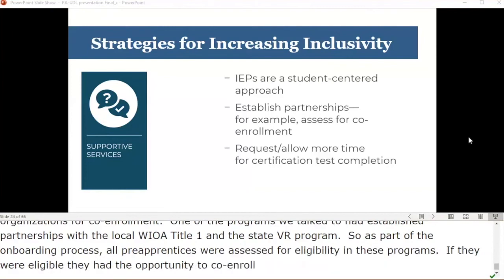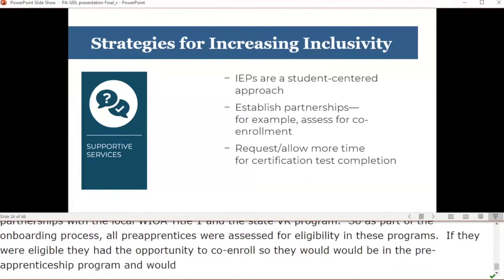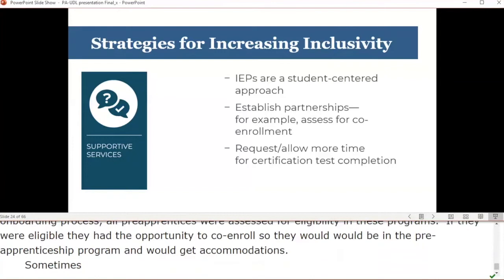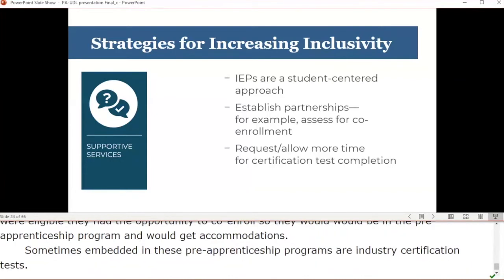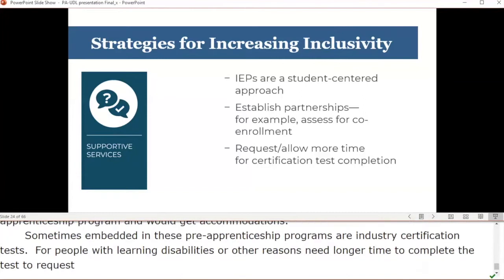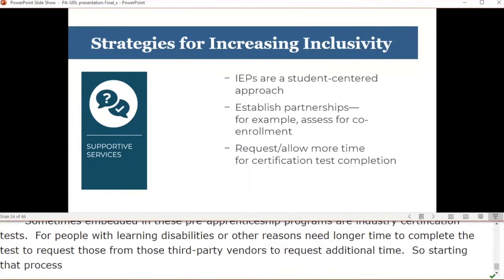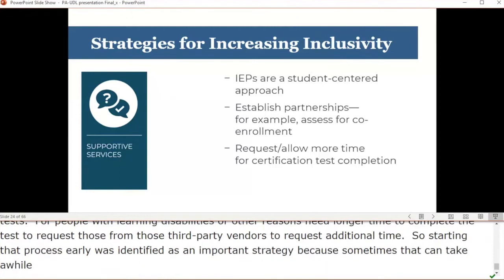One of the other things we learned about in terms of support services is that sometimes embedded in these pre-apprenticeship programs are industry certification tests. For people with learning disabilities, or for other reasons who may need a longer time to complete the test, it's important to request additional time from those third-party vendors. Starting that process early was identified as an important strategy, because sometimes that can take a while. Also coaching the pre-apprentice, because sometimes that request has to come directly from them. Next slide, please.